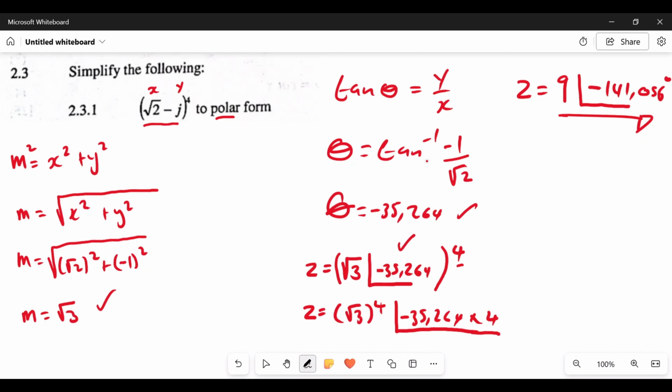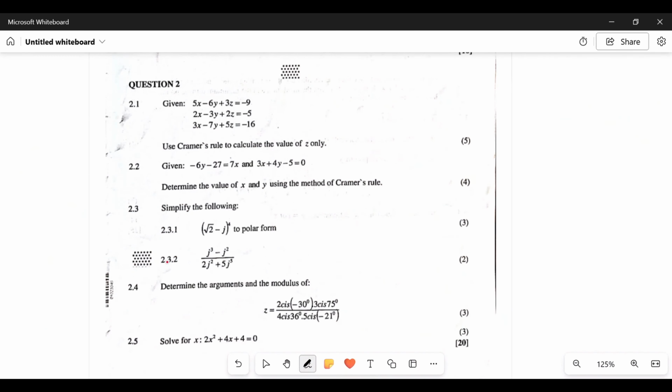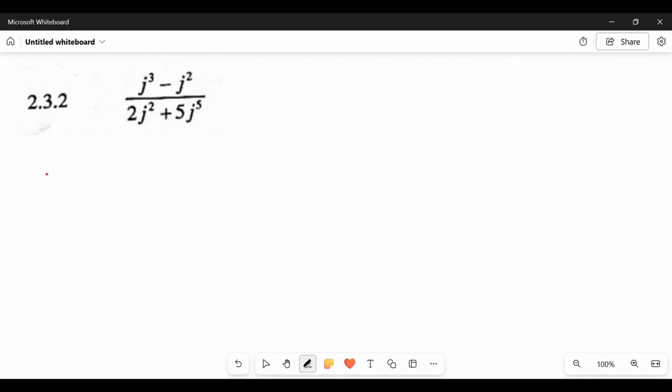Alright, guys, we are done with 2.3.1. How about you go and do 2.3.2? Right, guys, now that we're done with 2.3.1, how about we do this one, 2.3.2? I'm gonna copy it, paste it with the space, and let's solve it. Right, here's our 2.3.2. So they want us here to simplify the following complex number that we see here.